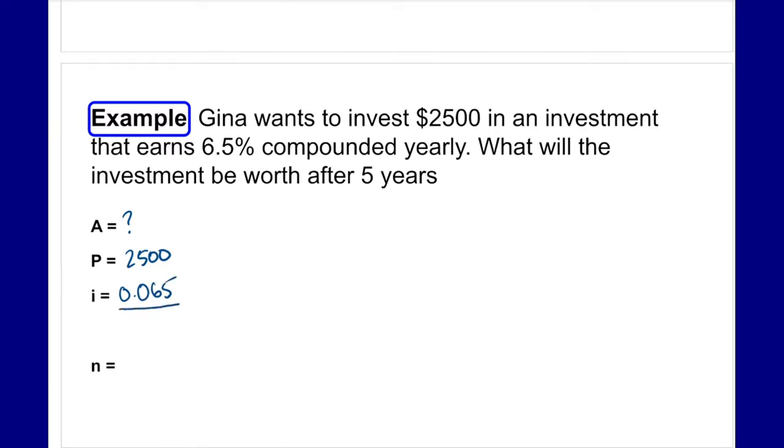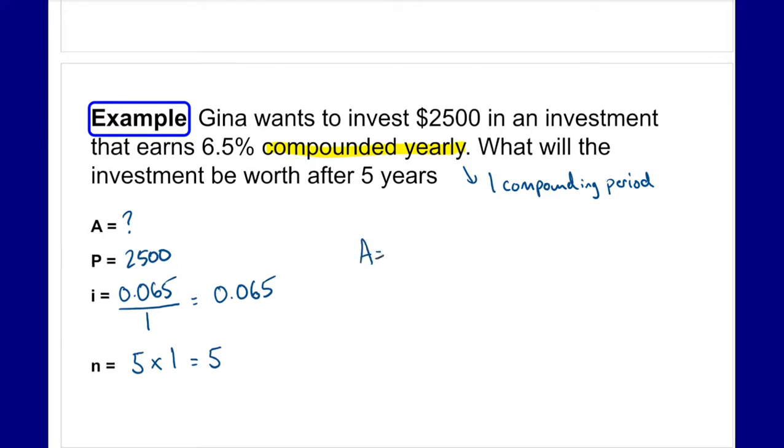But we do have to do a calculation. We have to divide it by the number of compounding periods, which in this case, because it says compounding yearly, means 1 compounding period. So this does make our calculations relatively simple because it's 0.065 divided by 1, which is 0.065. For n, the number of years, 5 times the compounding period, which is 1, equals 5. So not too much extra calculation there. We can then go into our formula.